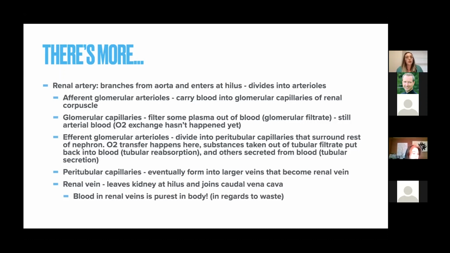We have the peritubular capillaries, which eventually form into larger veins that eventually become the renal vein. And again, just like the artery, the renal vein leaves the kidney at the hilus and joins the caudal vena cava. Interestingly, the blood in the renal veins is the purest in the body in regards to all the waste. It's the cleanest.